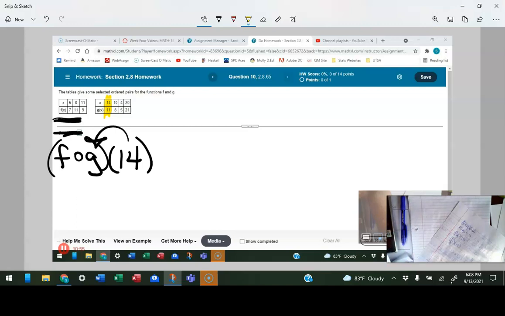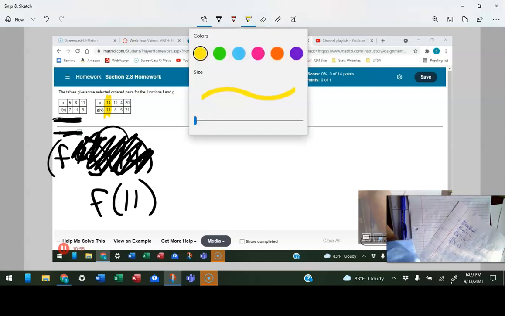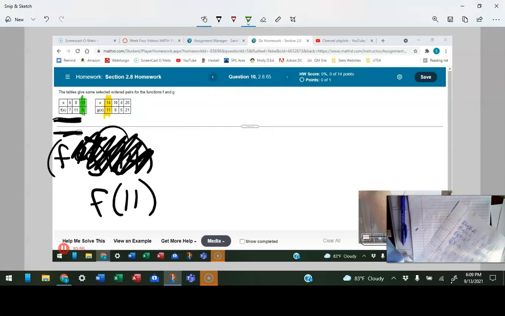So this portion right here just changed into an 11. Now I'm going to find f of 11. So let's find an 11 for f. If I shove an 11 into f, what pops out? A 9. Okay? So all I'm doing is looking and plopping this number into g, finding it, and then plopping it into f and seeing what spits out. And so that is the rest of section 2.8.